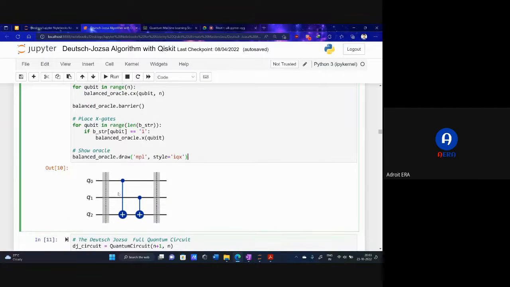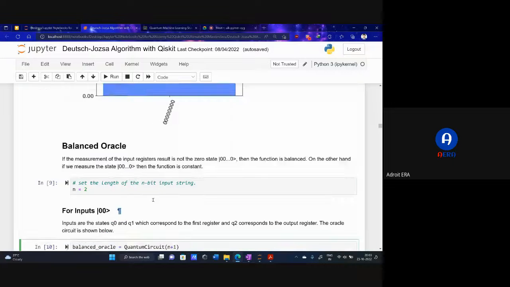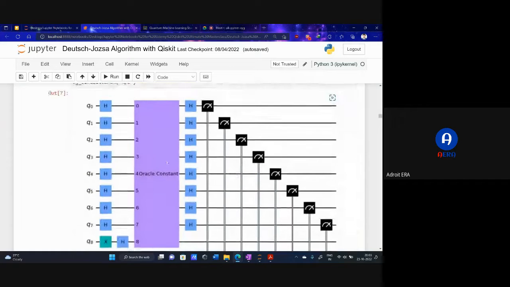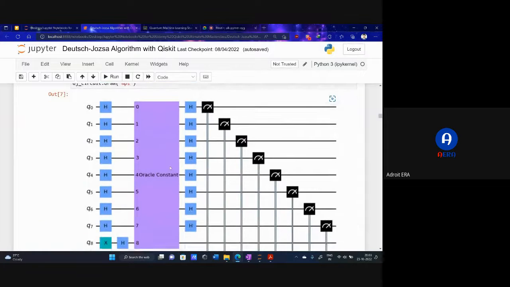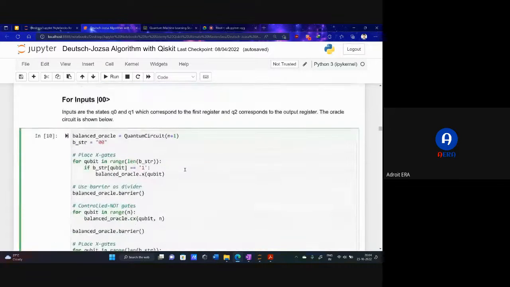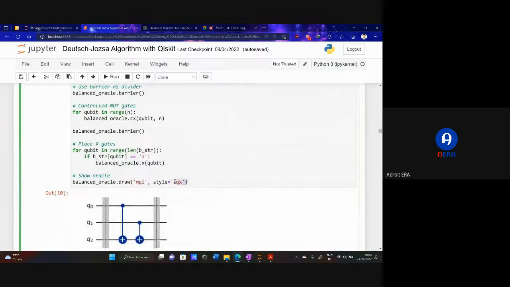Look, this looks a bit different, right? And look at this circuit, this also looks a bit different. So the appearance is different. What kind of appearance is this? This is the IQX style appearance.